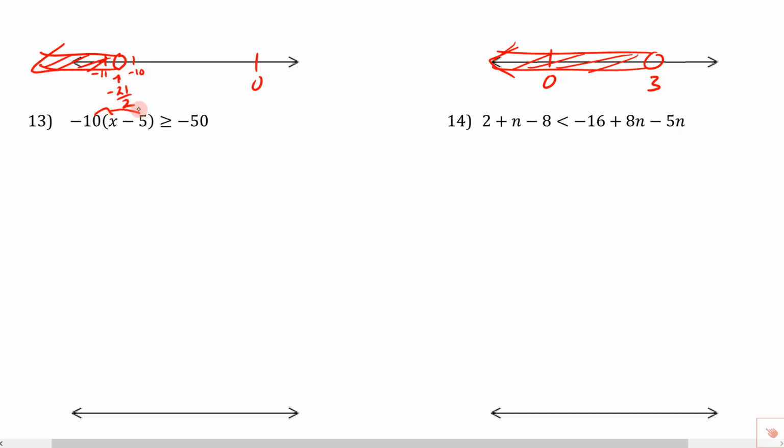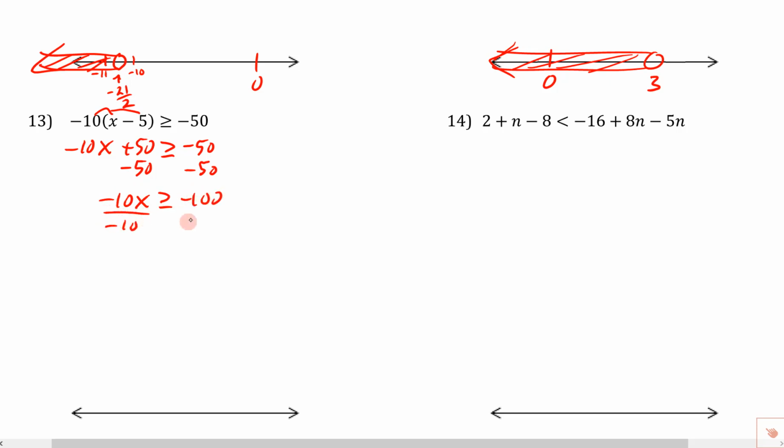We're going to distribute negative 10x. This is going to be plus 50. Greater than or equal to, this is negative 50. We're going to keep isolating that variable term. So we end up with negative 10x greater than or equal to, this would be negative 100.